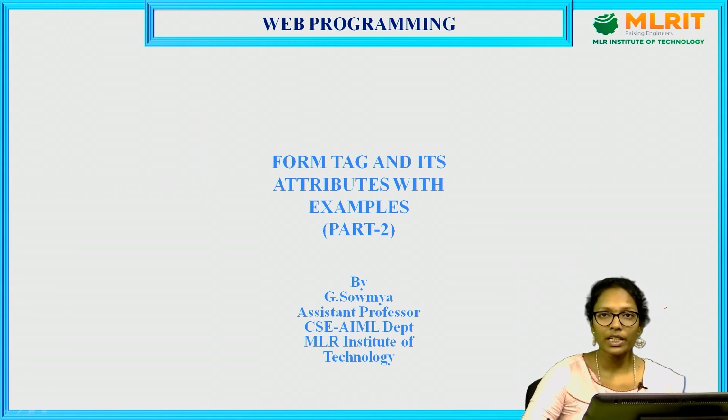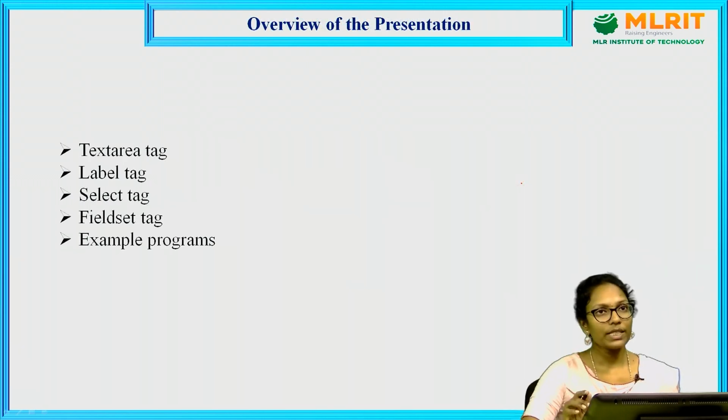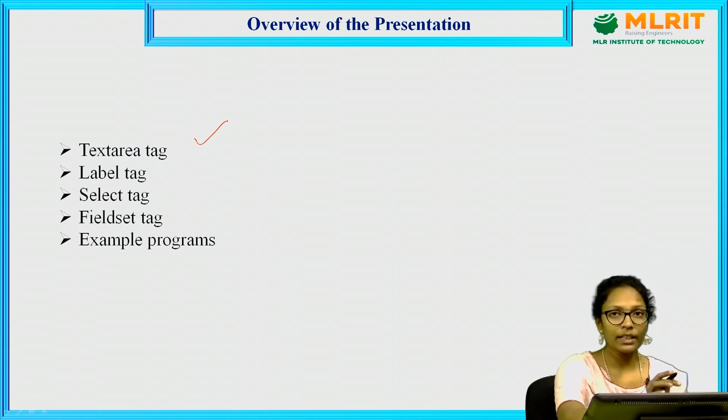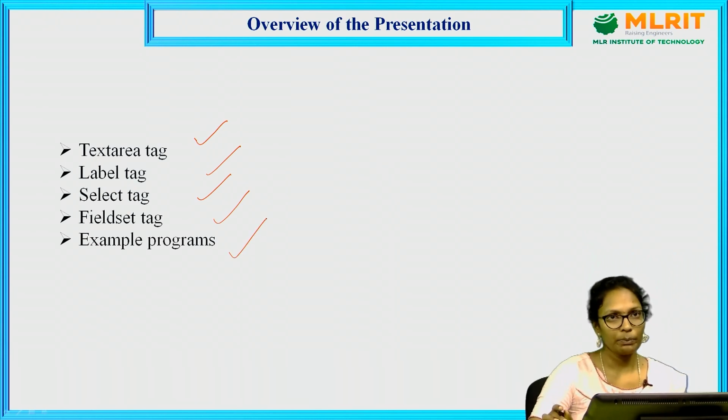So we have seen the input tag with the different options in the previous video. Now we will see the different tags which are available in the form tag in this video. We are discussing the text area tag, the label tag, the select tag, and the field set tag. Along with this, we will also see some example programs.